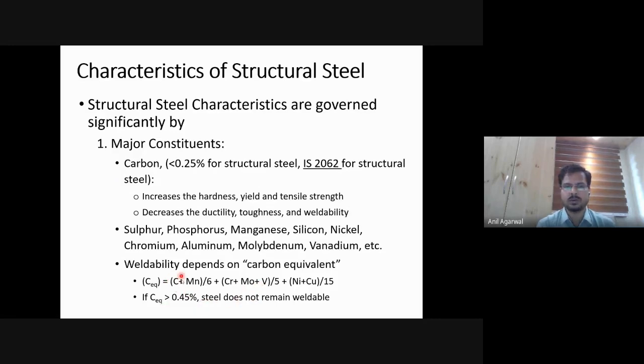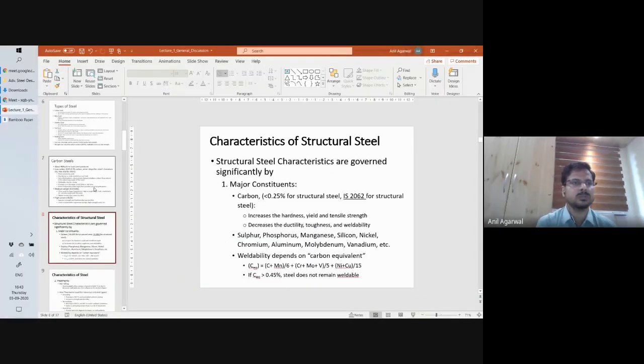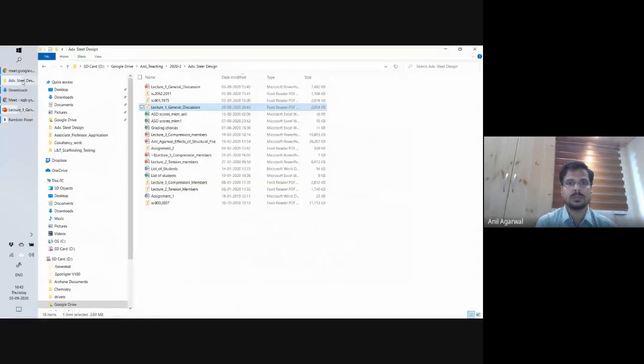I think this formula is wrong here. Let me check quickly. The bracket should not be before C, in my opinion. Let me check.